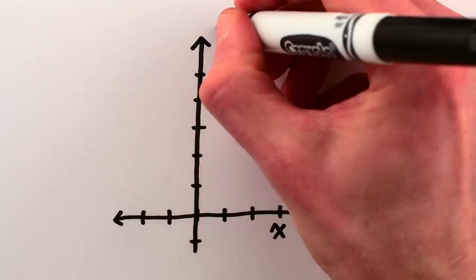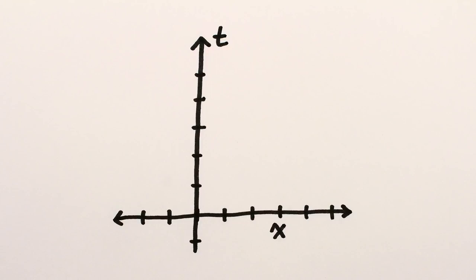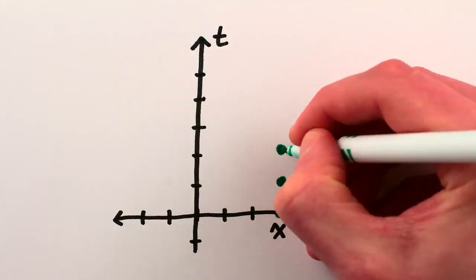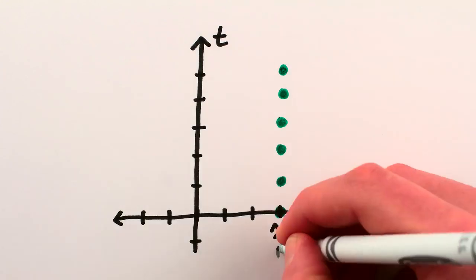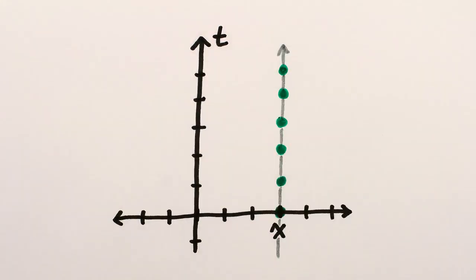To describe a moving object, it's customary to use a horizontal coordinate axis for the left-right x position, but instead of using the vertical axis to represent height y, we use it to represent time t. So for something not moving, something that stays at the same position x at time t equals 0, t equals 1, t equals 2, and so on, we draw a straight vertical line through x.